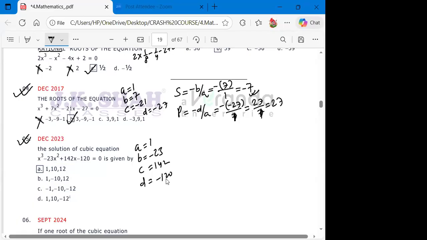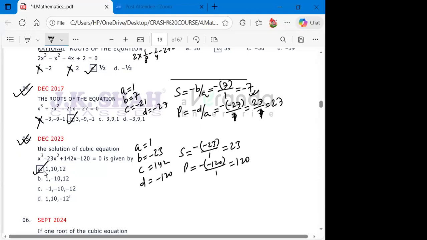Minus 120. Now, if I ask you, what is sum, minus B divided by A, becomes 23. And what is product, minus D divided by A? It should be 120. So total should be 23 and the product should be 120. Let me check. Total is 23, product is 120. So answer is correct.